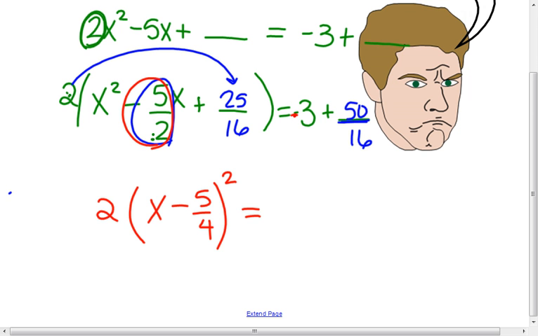Negative 3 would be the same as negative 48/16. So then you have negative 48/16 plus 50/16, and negative 48 plus 50 would give you 2/16. And 2/16 reduces to 1/8. Okay? So when I take this and this, and I add it together, and get a common denominator and reduce it, I get 1/8. Okay, how are we doing?